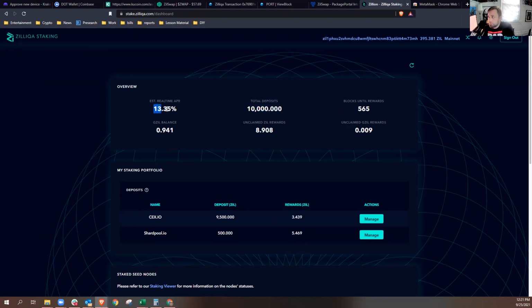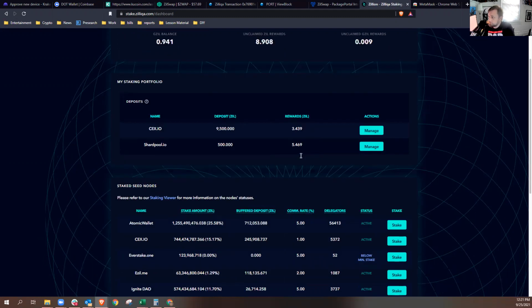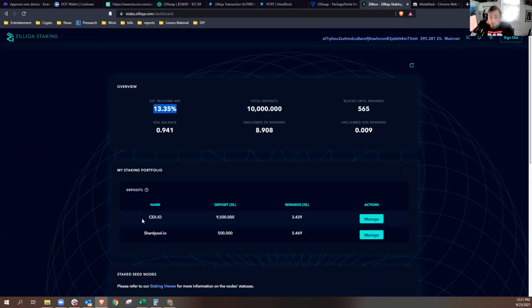I get 13.35%. When I started, it was 2 cents a token. It's now around 9 cents. So it's worth a good bit more. And I staked some rewards. I've earned 8 Zilliqa since I've staked it. So that's one way you can earn income. Another way is what's called liquidity mining.